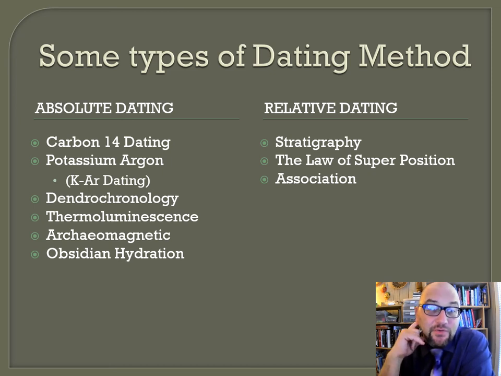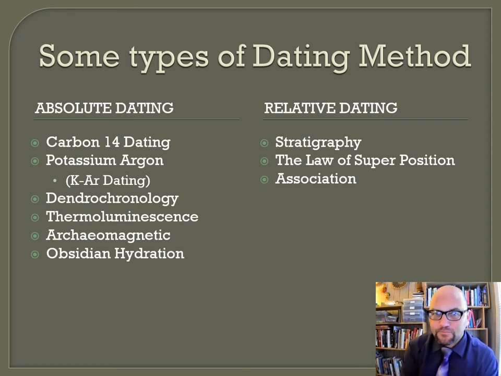Dendrochronology is actually tree ring dating. I'll show you a picture of that in a second. Thermoluminescence is one. It's kind of cool that when things are heated to high temperatures, they actually begin to absorb radiation. This is a way that we can date pottery, right? You heat a pot up to fire it in the kiln, and you can look at the radiation it's emitting to tell how long ago it was actually fired. It's really, really cool.